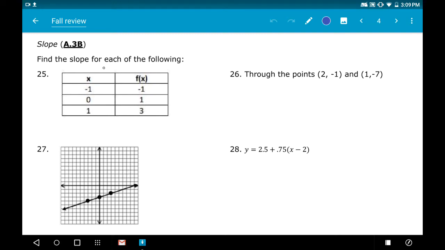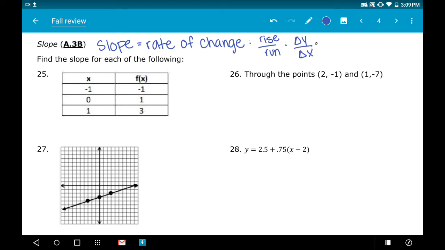Next we have slope. So slope is the same thing as rate of change. And our formulas here are rise over run, change in y over change in x, or y2 minus y1 over x2 minus x1. So in all of these, it just wants us to find the slope.